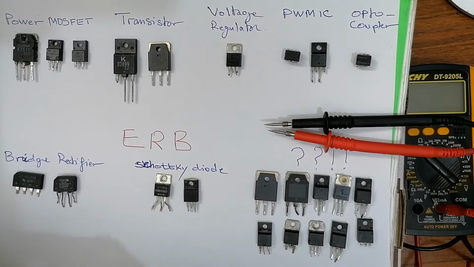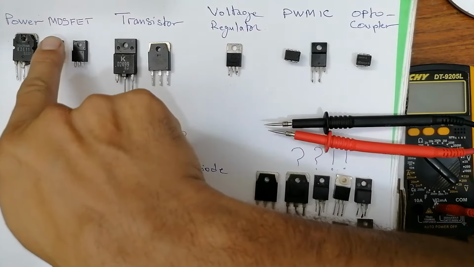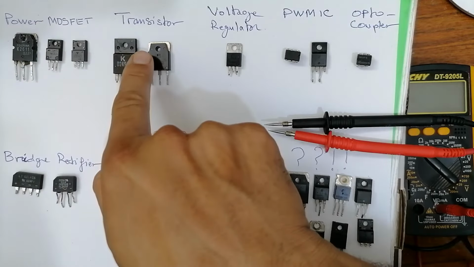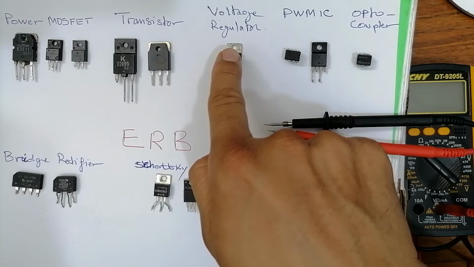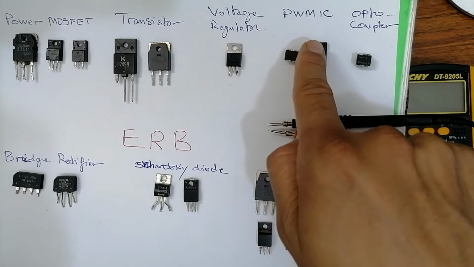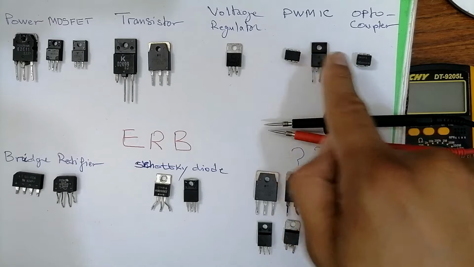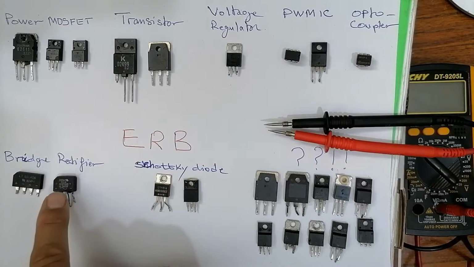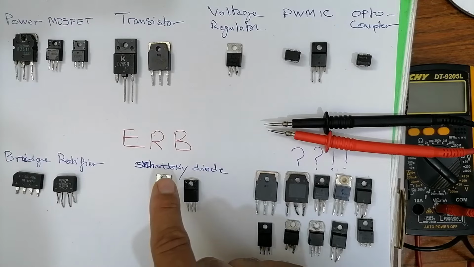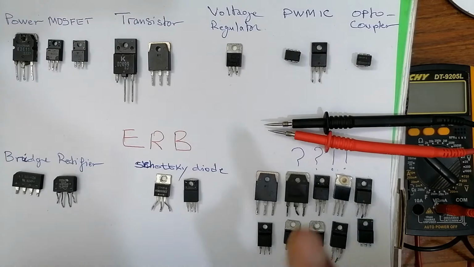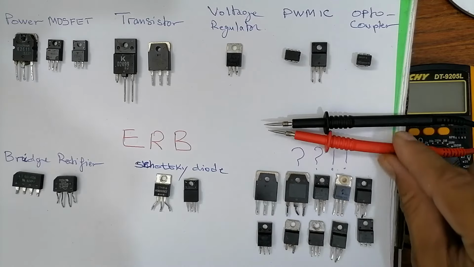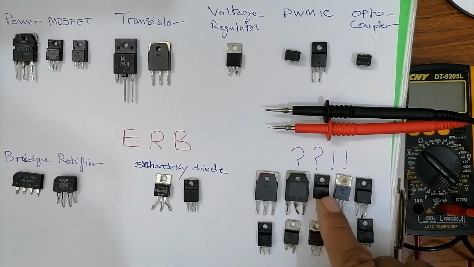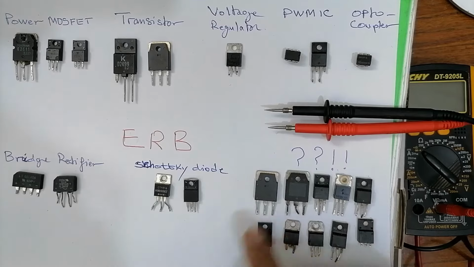Hi, in this video I'm going to teach you step by step using the multimeter how to test power MOSFET, transistors, voltage regulators, pulse width modulation IC or power management ICs, optocouplers or opto-isolators, bridge rectifiers, Schottky diodes, and much more. And of course, I'm going to teach you how to identify the type of these ICs.